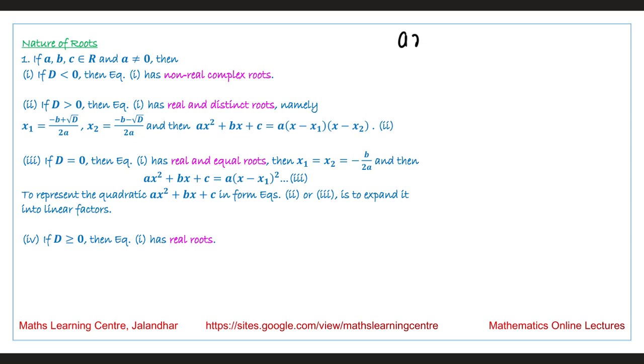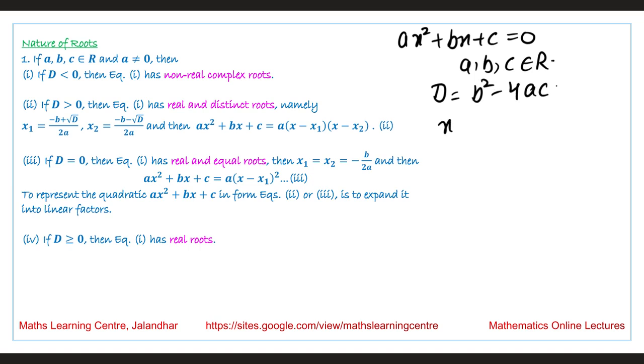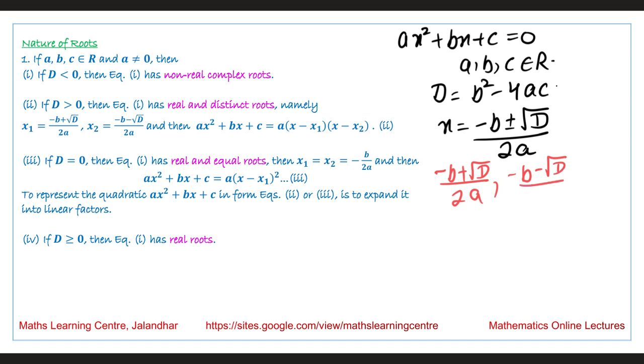We have the equation ax square plus bx plus c is equal to 0, where a, b, c are real numbers. The discriminant is b square minus 4ac, and the roots of the equation are minus b plus minus square root of d by 2a. So we basically have two roots, one is minus b plus square root d by 2a, and the second is minus b minus square root d by 2a.